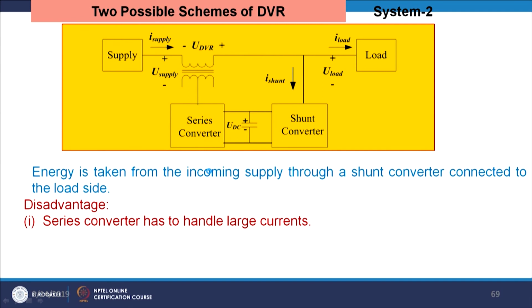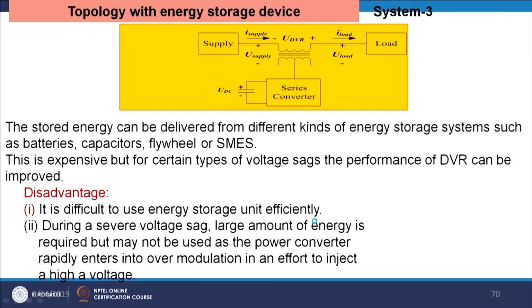Similarly, we can have another system, where energy is taken from the supply through the shunt path, and thus it can mitigate a large amount of current. This is the series combination, and generally we do not use it, we prefer the UPQC.